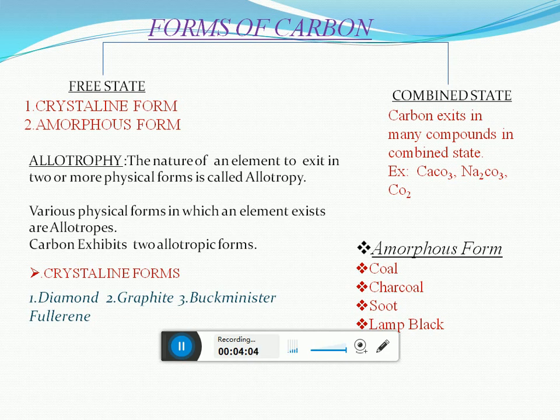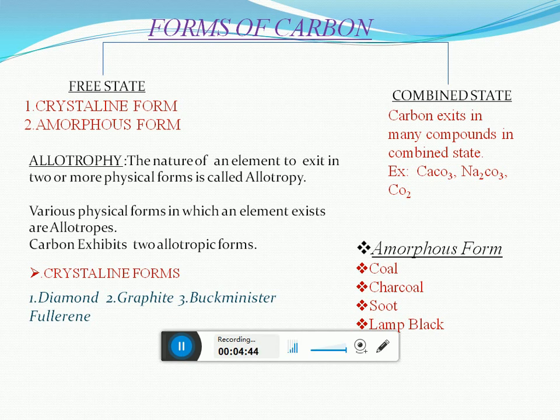In the combined state, carbon exists in many compounds. For example, you take the case of calcium carbonate, sodium carbonate, carbon dioxide, and the sugar we eat. In each and everything, carbon is present. So we cannot imagine our life without carbon. So carbon is considered as the life element or an element of life. Carbon is present in all living things.